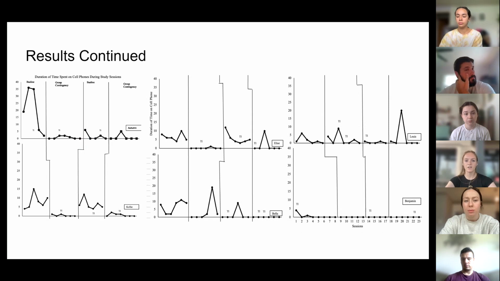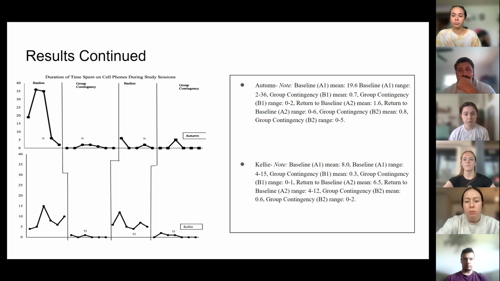So here is a look at all of our graphs combined. You can see that during our baseline 1 session, our variability, as previously stated on the previous slide, was high, but that across the phases, our intervention was effective at decreasing our cell phone usage for all participants. Okay, so now going over our means.